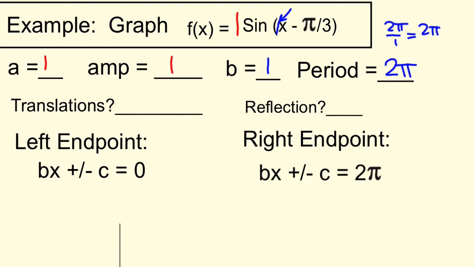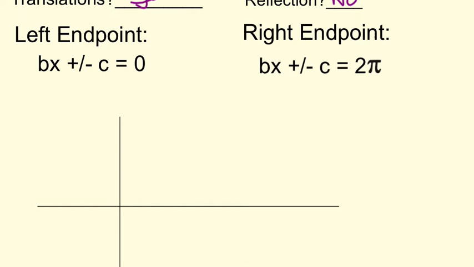Yes. So if you look at this parentheses here, it's telling us we're going to shift left or right. I'm not sure what yet. We'll take care of that in a little bit. So yes. Are there any reflections? Is there a negative in front of the sine function? No, there's not. So we don't have to worry about that. So what we do is we take this purple piece and we set it equal to 0 and 2 pi. So x minus pi over 3 equals 0 and x minus pi over 3 equals 2 pi. And we solve these for x.